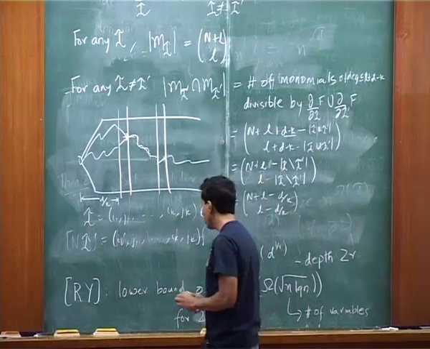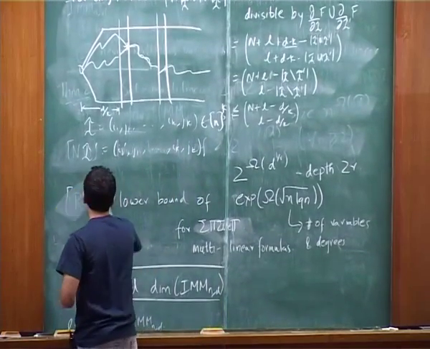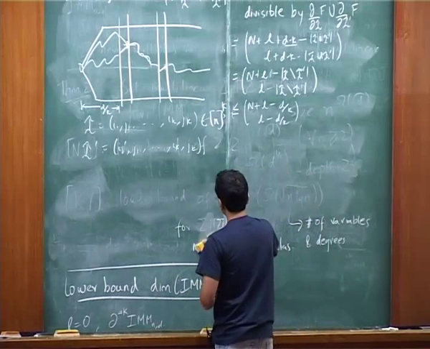So what we'll do, instead of looking at all derivatives, is to look at a subset of derivatives that form something like a code-like structure, and that's it. So that will complete the lower bound.